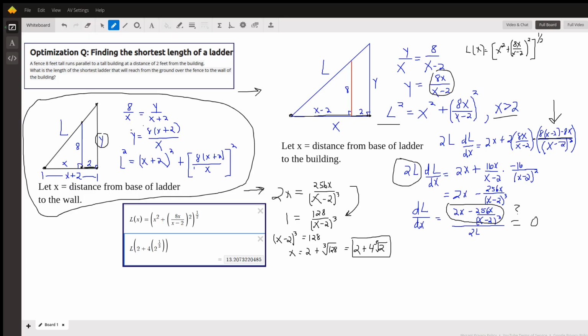Now, you could go through different tests to prove that L of that number achieves a minimum, second derivative test, or some other things, but we'll just leave that as an assumption. So here's L of x, the length of the ladder depending on x. And if I put in this value, I get 13.207, rounded to the nearest thousandth.